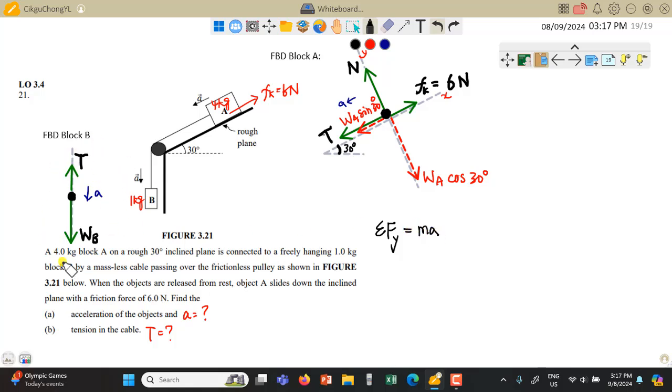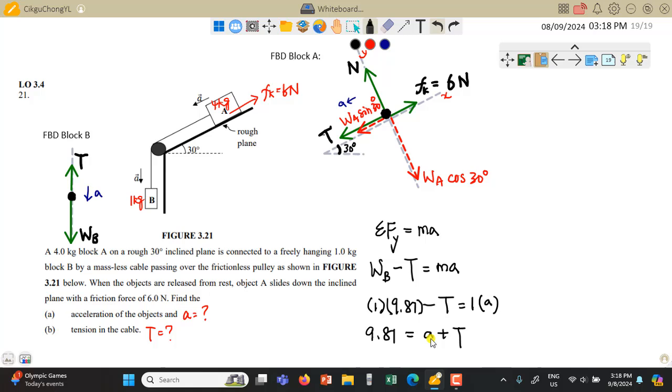So for block B, the weight is in the direction of a, tension is opposite to the direction of a. So we have WB minus tension equal to ma. So the weight of block B will be the mass of block B, 1 kg multiplied by 9.81, minus tension equal to 1 multiplied by a. So I have two unknowns, so I rearrange the equation. I'll get a plus T. But I cannot solve the question because we have two unknowns, acceleration and tension. So I put it as equation 1.